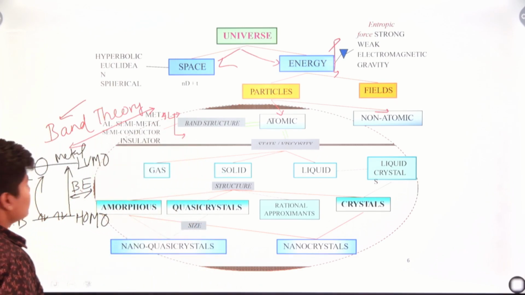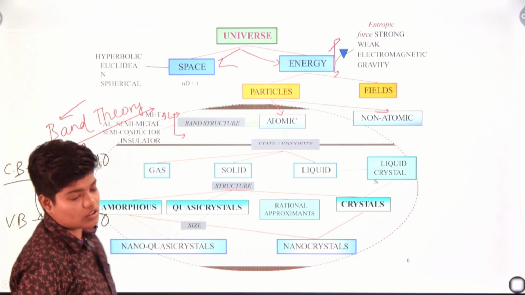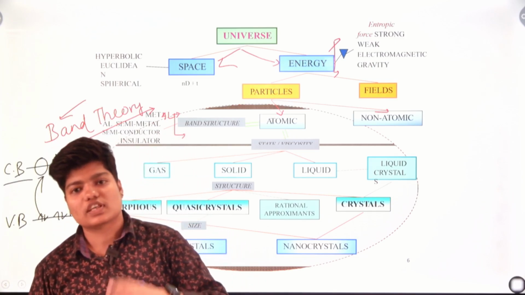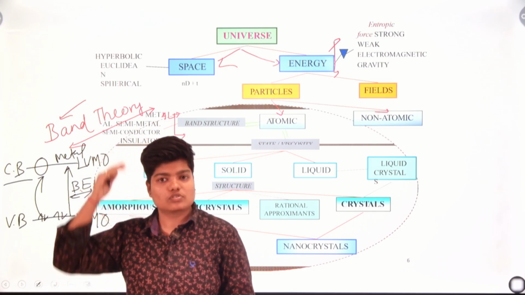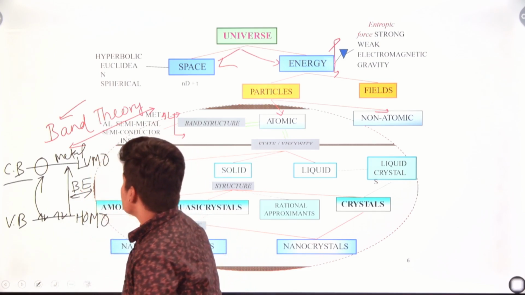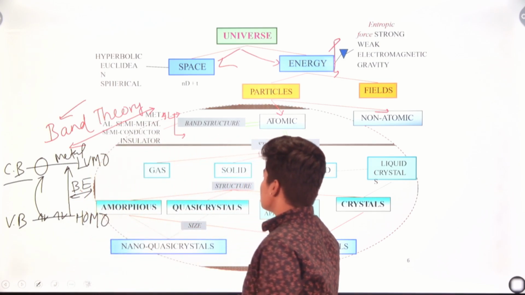But in contrast to metal, for the insulator or the non-metal, the band energy gap is very high, so that we cannot easily transfer the electron from the valence band to the conduction band. Okay, so this is called the band theory or band structure.